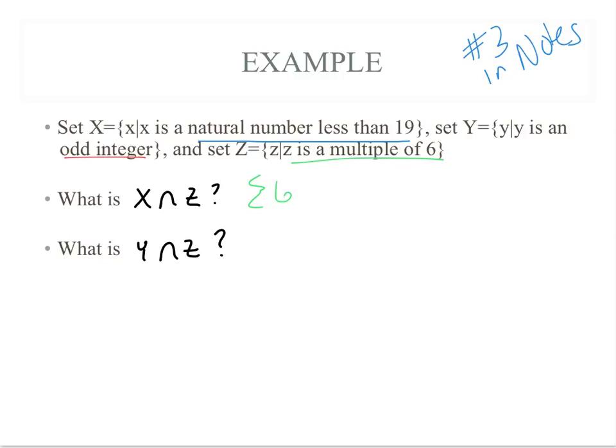Well, 6 is less than 19. 12 is less than 19. 18 is less than 19. So the intersection of a multiple of 6 and a natural number less than 19 is 6, 12, and 18. Now, what is the intersection of Y and Z? Since there is no multiple of 6 that's an odd integer, we have an empty set.